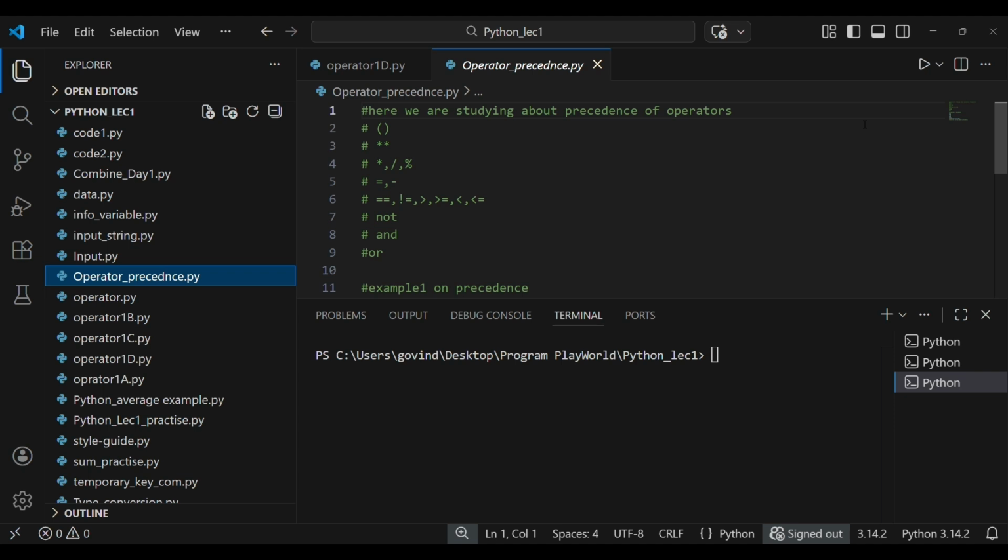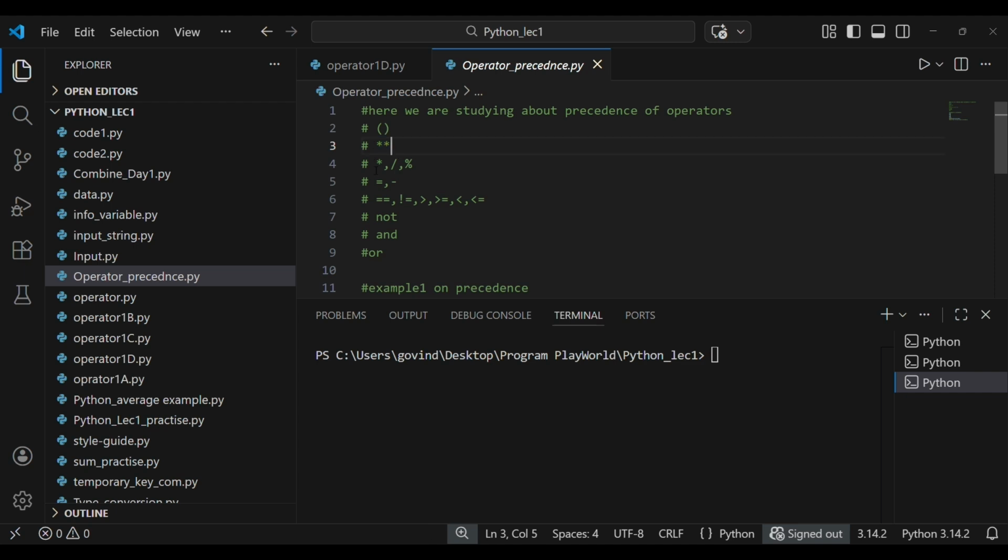In the first thing you have seen above, we have a bracket. The program must first follow the things that are present inside the bracket. After following the bracket, the second thing it is going to follow is the power operator.